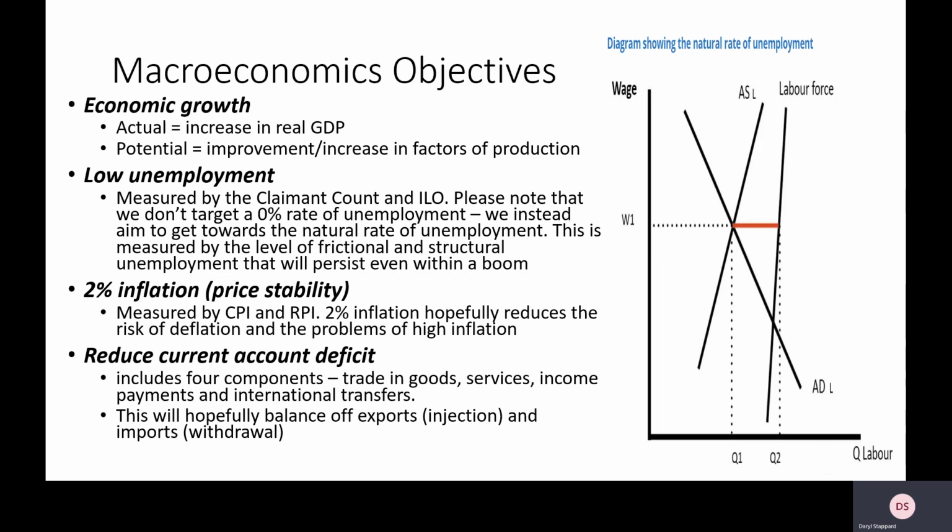So overall, everyone, what we want in the economy is higher economic growth, we want unemployment to be as low as possible, we want inflation to be at 2%, which is what we call price stability, and we want to promote more export growth to reduce our current account deficit.